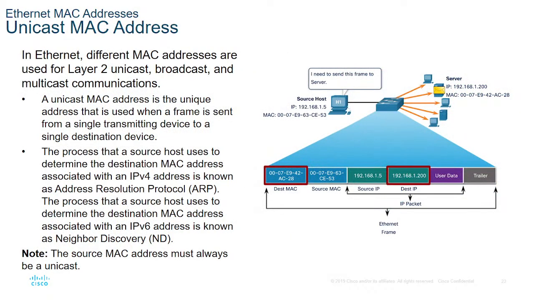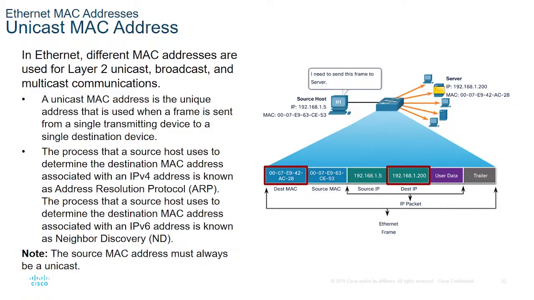So in Ethernet, different MAC addresses are used for layer 2. We have unicast, which is a one-to-one communication, broadcast, which is one-to-all, and then multicast, which is one-to-many. A unicast MAC address is normally a unique address that is used to send from a single transmitting device to a single destination device. The process that a host uses to determine the MAC address associated with an IP version 4 address is called the Address Resolution Protocol. The process that a source host uses to determine the destination MAC address associated with an IP version 6 address is known as neighbor discovery. The source MAC address must always be unicast.